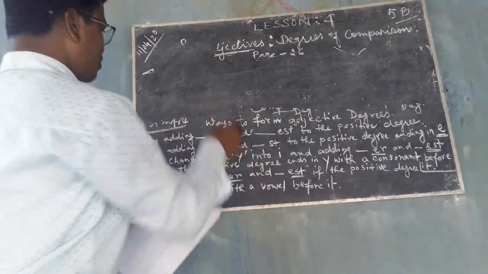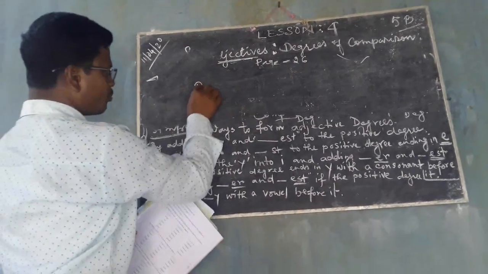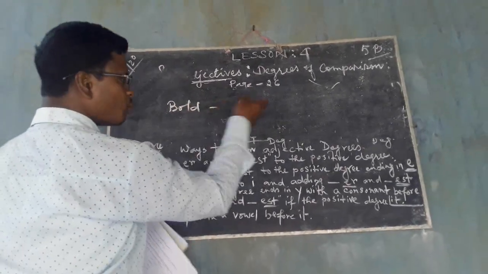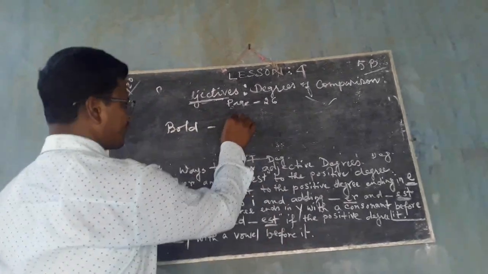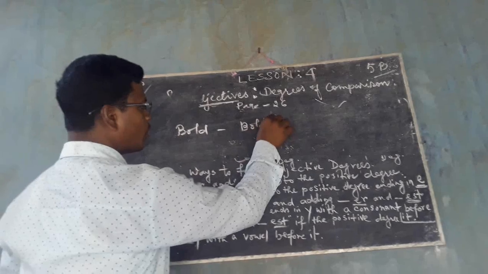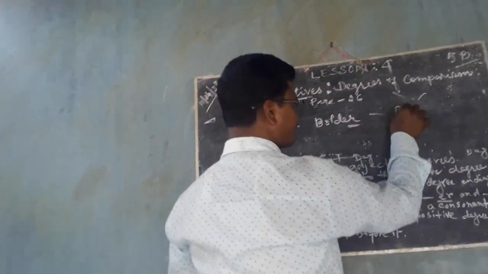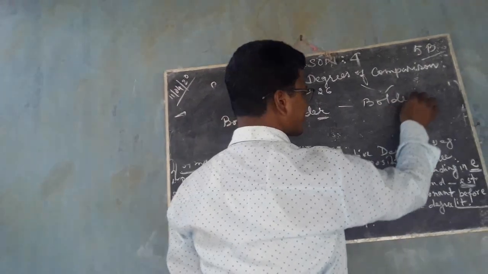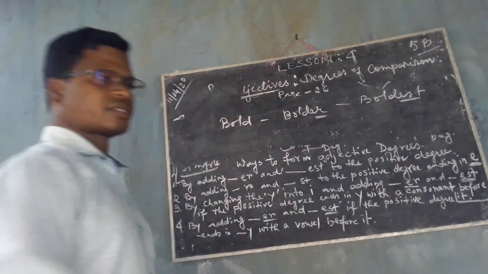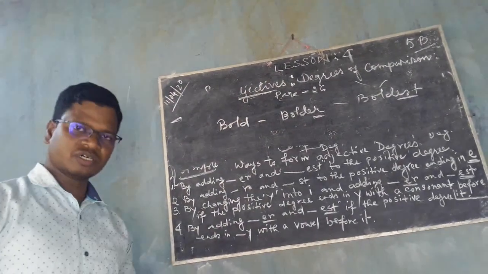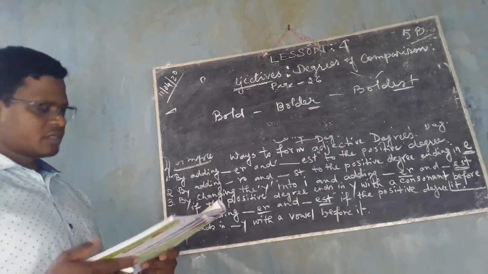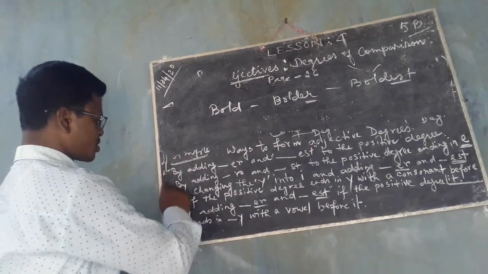Next is like bold. Then what will I do in the comparative degree? I will add er, bolder. This er is added. And in the superlative degree, boldest, est is added. So this is how we change the degrees. Let us move on to the second one. What is the second rule?